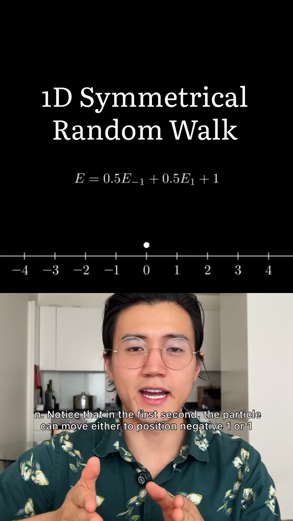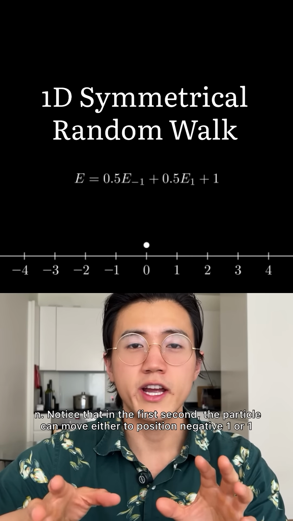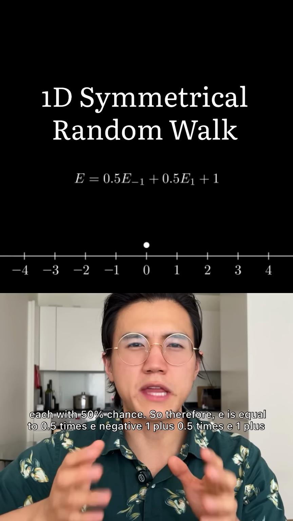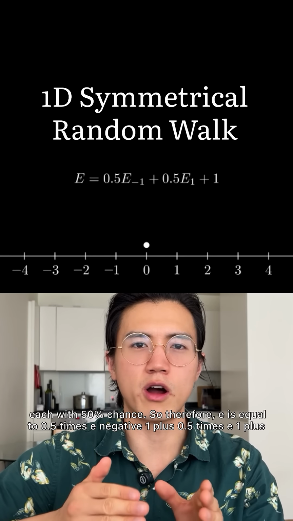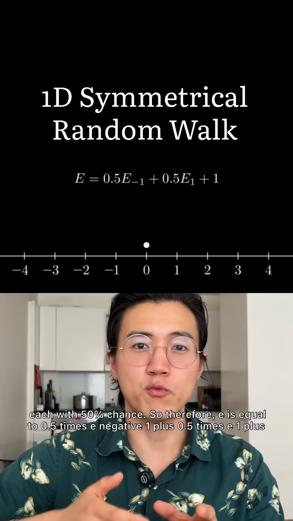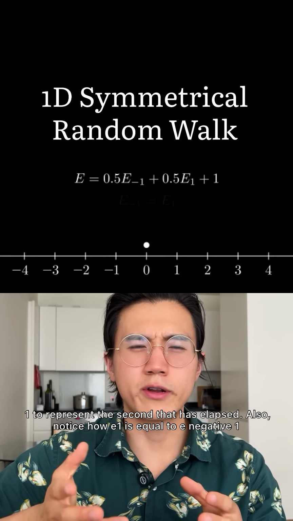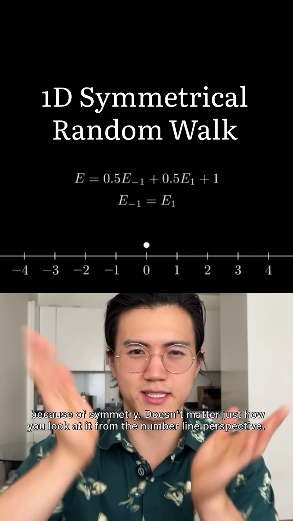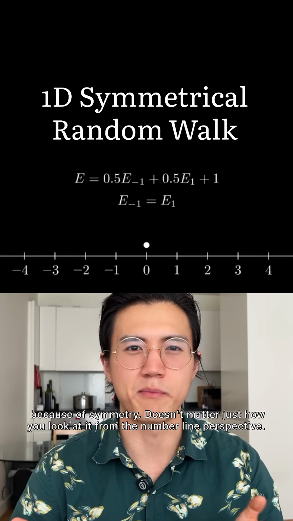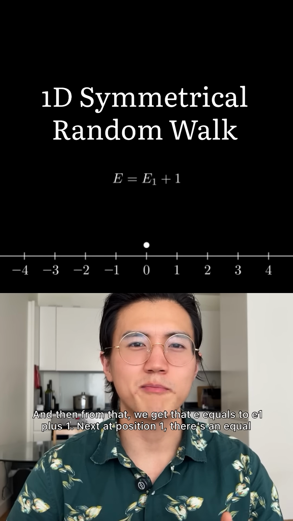Notice that in the first second, the particle can move either to position -1 or 1, each with 50% chance. So therefore, E is equal to 0.5 times E_-1 plus 0.5 times E_1 plus 1 to represent the second that has elapsed. Also notice how E_1 is equal to E_-1 because of symmetry. It doesn't matter just how you look at it from the number line perspective. And then from that, we get that E equals E_1 plus 1.